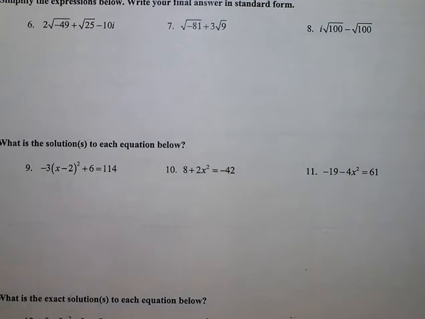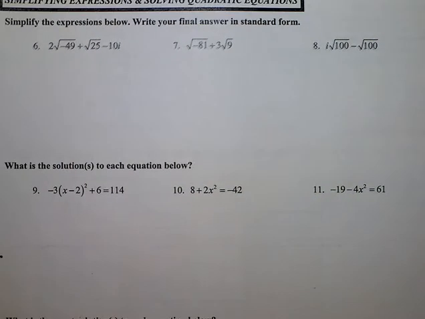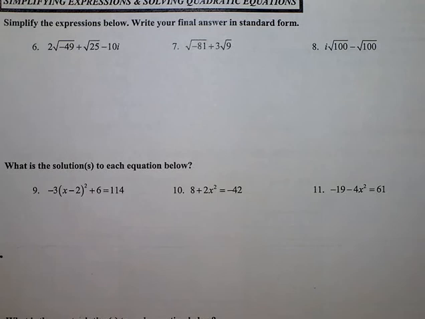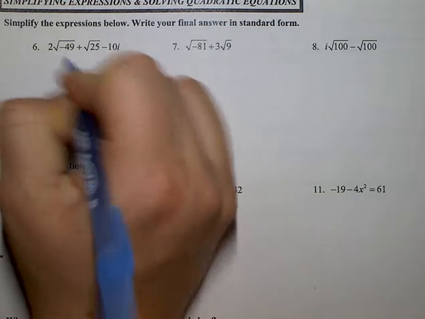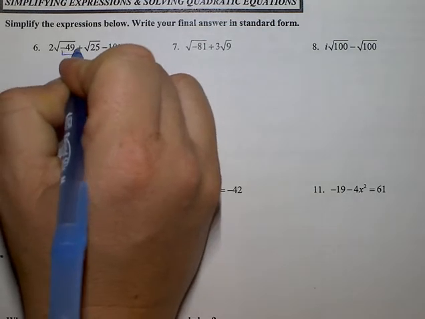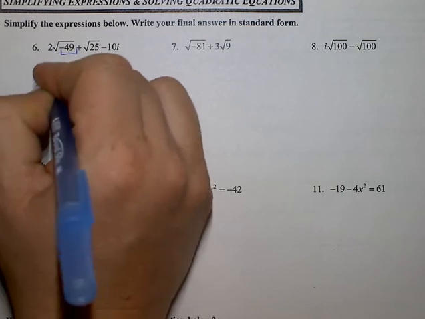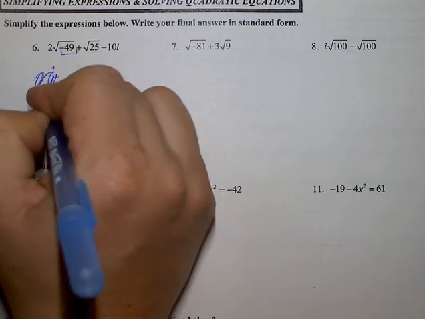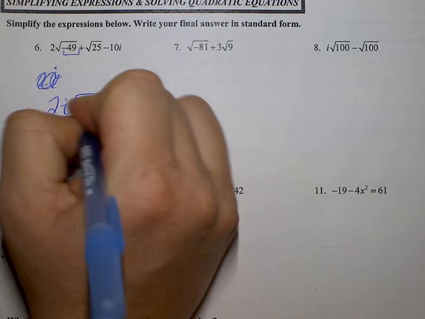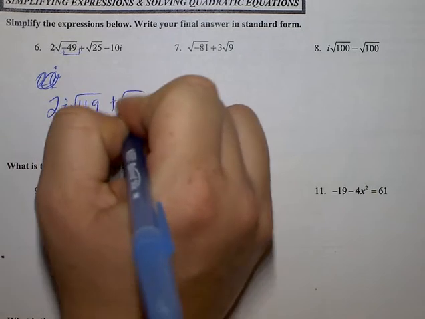So for this particular problem, they're asking you to simplify the expression below. Remember that you can't take the square root of a negative. So 2 times, this comes out front and it becomes an i. So 2i times the square root of 49 plus the square root of 25 minus 10i.